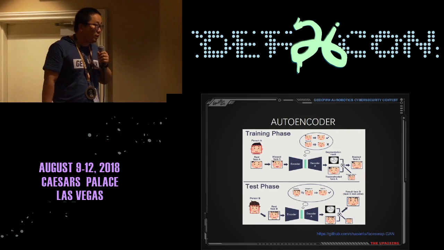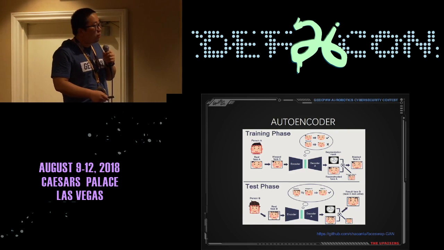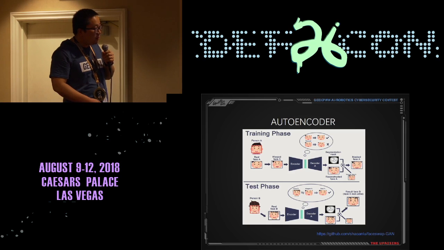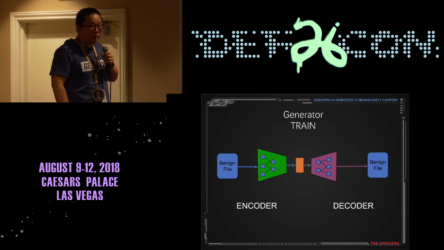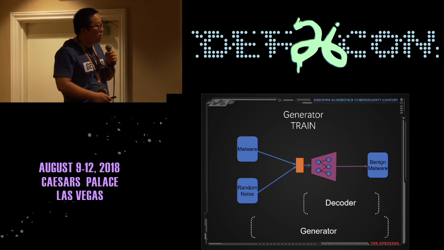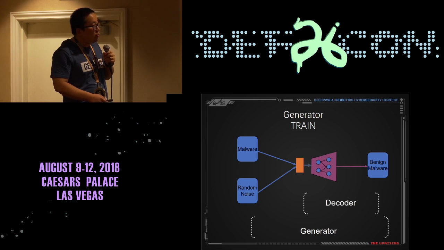The process of this technology is that we train the autoencoder with person A's face, and then we put person B's face into the decoder, and we generate the face of person B, but it looks more like person A's face. In the same way, we train our generator with benign files, and then we put the malware and random noise into the decoder, and this is our generator. We will generate benign-like malware.